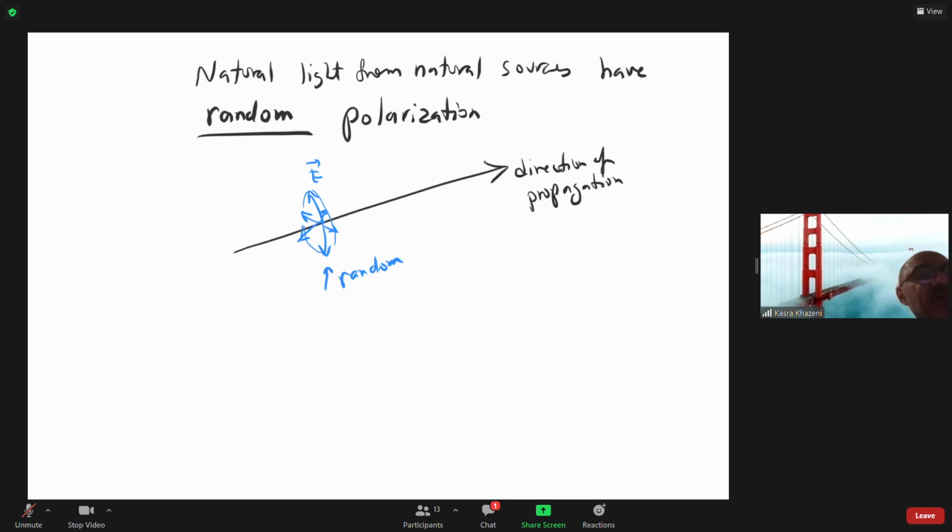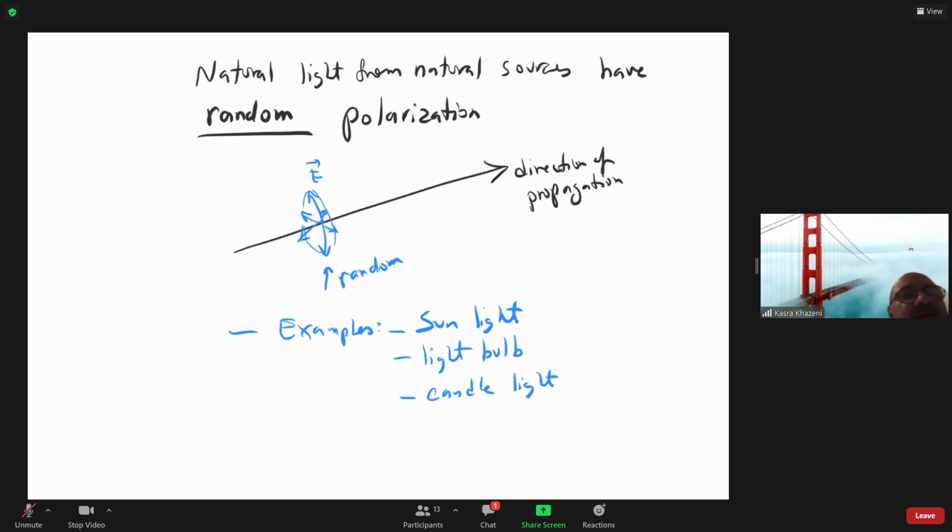These are examples. Sunlight is completely unpolarized, random. A light bulb, candle light. These are all lights that are completely random in terms of polarization. So the polarization is all over the place.